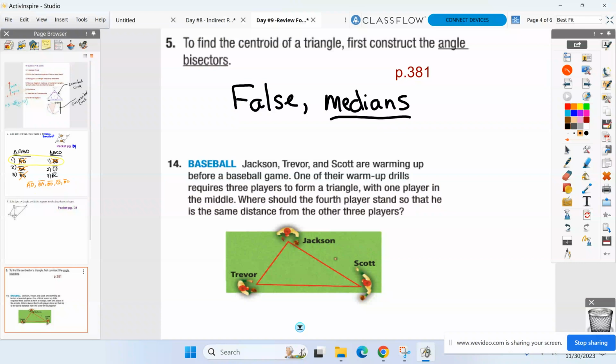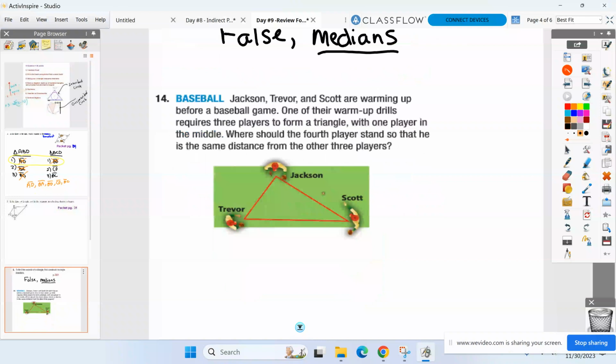All right, number 14 up here. You don't need to read through it. I have three baseball players. I'm going to put a fourth baseball player in there, but I want them to be the same distance away from these three. Where should I put that baseball player? Using your vocabulary. I want to put a fourth player that's the same distance from the other three. Where should I put that fourth player?